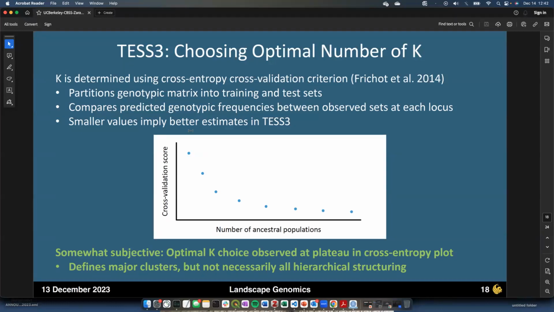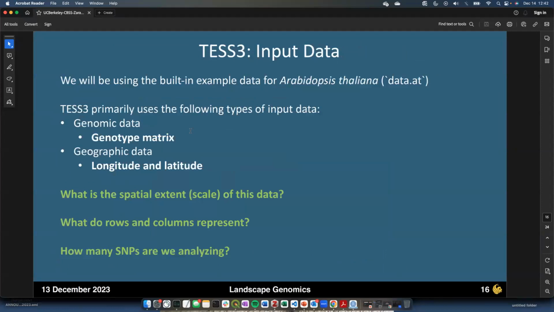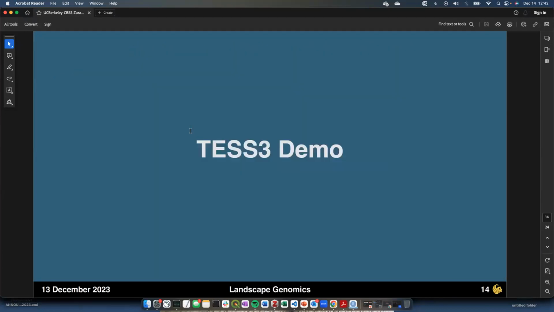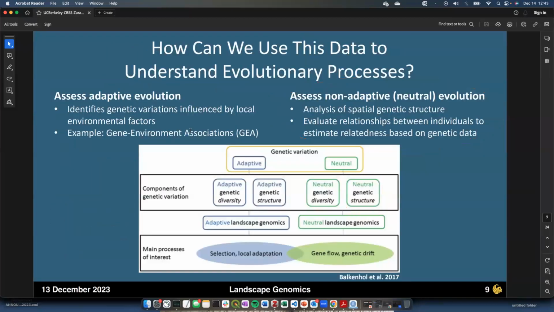Yeah, question. First, you said that it doesn't take in biallelic data? No, it does take biallelic data. But you're running it as non-biallelic data right now? Yeah, and that's because this is from Arabidopsis thaliana.